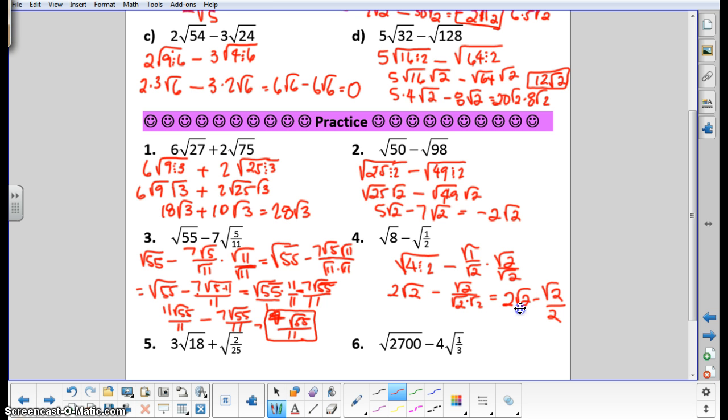Now we've got 2 root 2 minus root 2 over 2. So if we convert this to a fraction over 2, then we can add these two terms together. So I have 4 root 2 over 2 minus root 2 over 2. And there's only one of those, so we can put a 1 here. So the answer is 3 root 2 over 2.